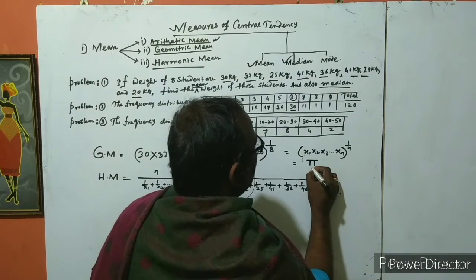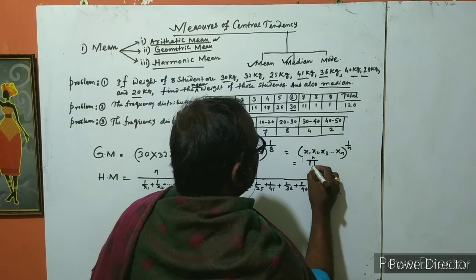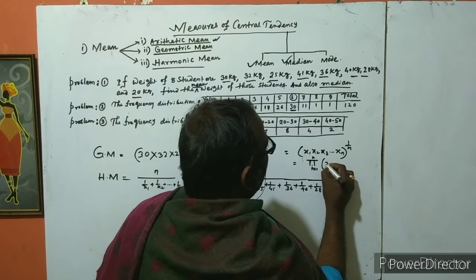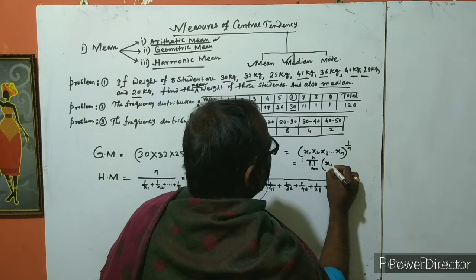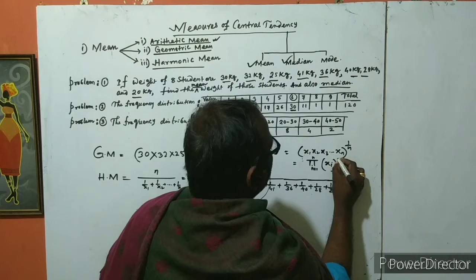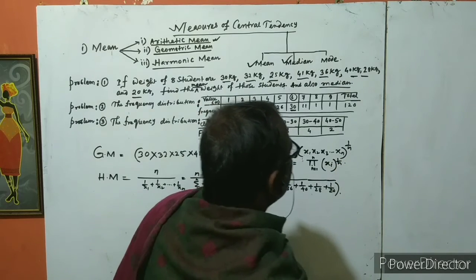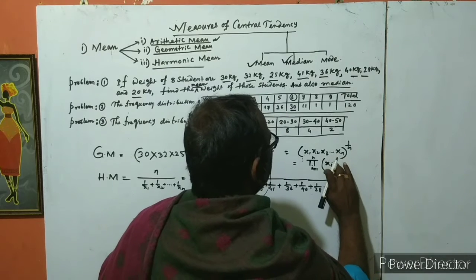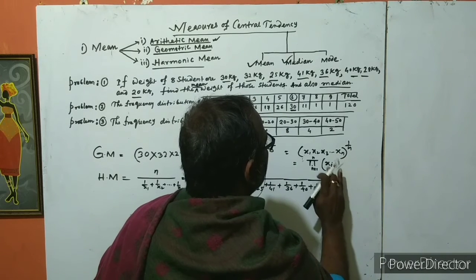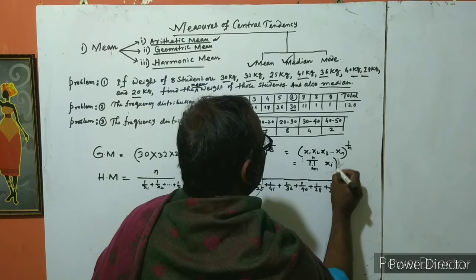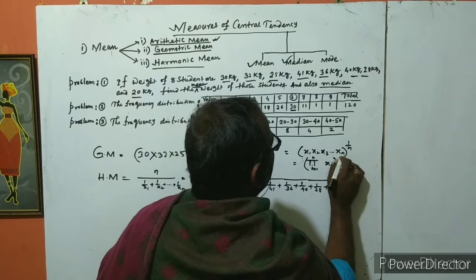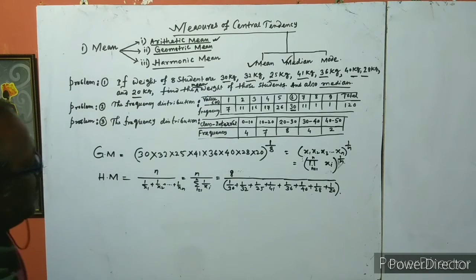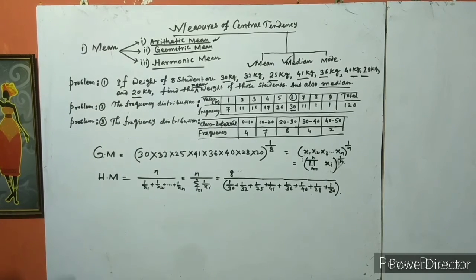So you can write here i equal to 1 to n, with the product symbol, and xi, the whole to the power 1 by n. Okay, and this is the formula for calculating GM, and this is the HM.